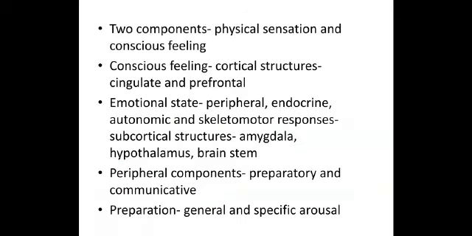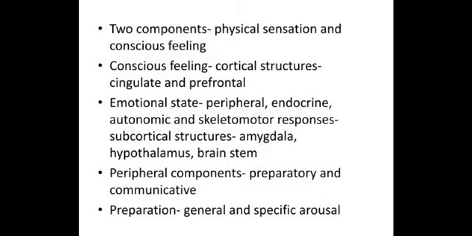And finally, the emotion can have two components, the physical sensation and the conscious feeling. So what are the two components? The physical sensation and conscious feeling. The conscious feeling is always controlled by the cortical structures, which are the cingulate gyrus and prefrontal cortex.